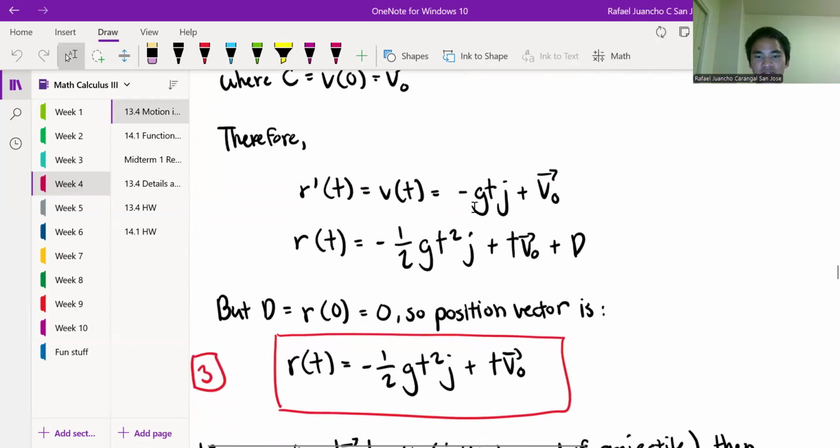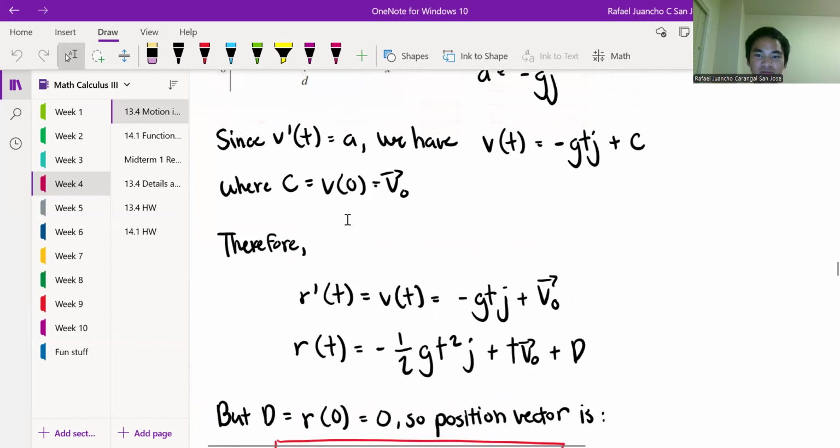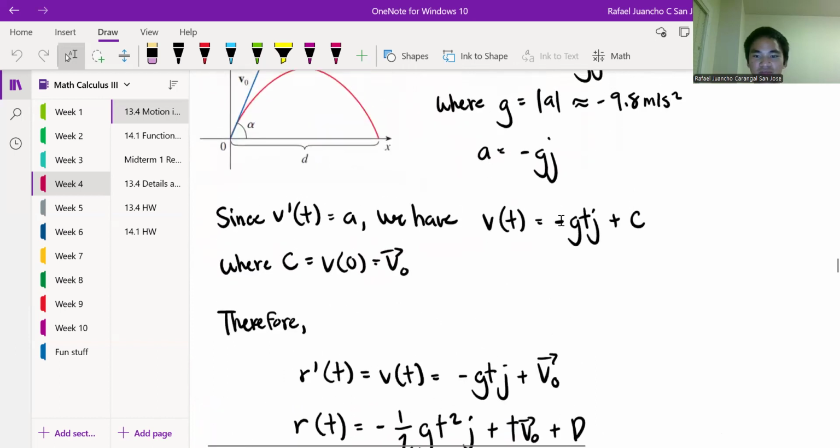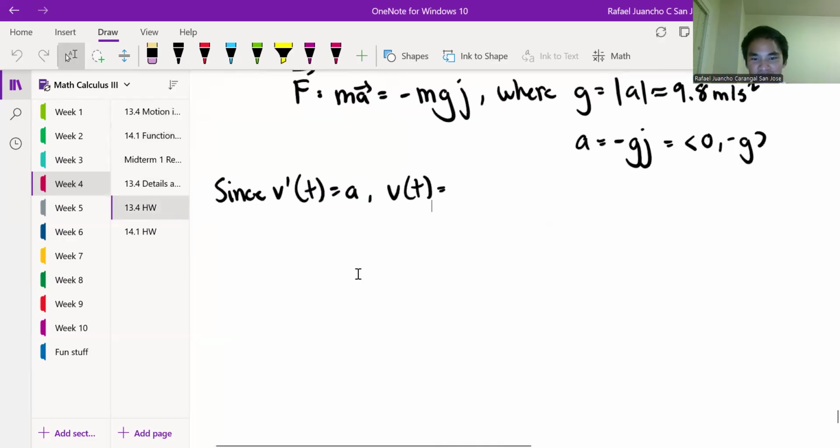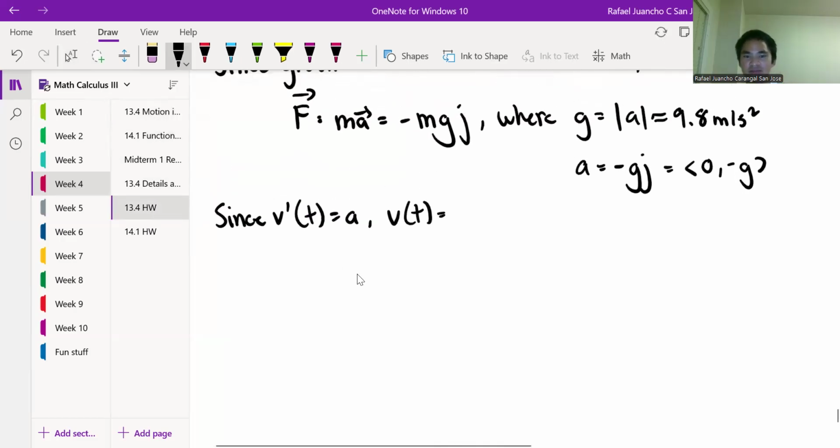Oh, so it's negative g t j plus its initial velocity. I think that's what it wants me to put. Negative g t j plus c, where c is the initial velocity. Where in the world did I get negative g t j? We actually integrated it. That's what happened. So the idea was to integrate. Okay, let me complete this.